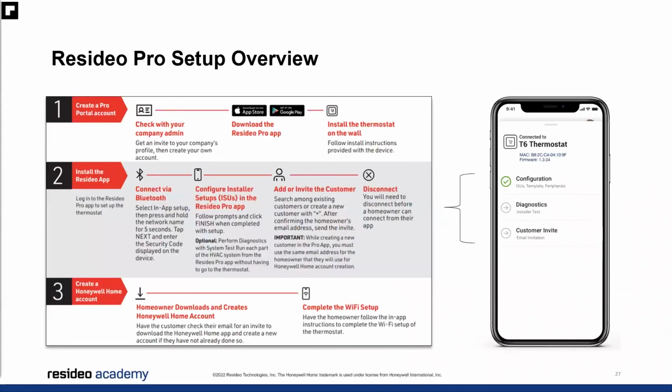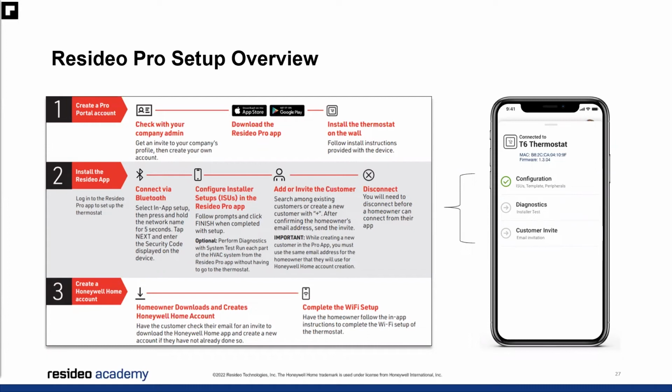Just kind of an overview of how this works here. So we have the Pro setup. Again, the admin will create the account, invite the technicians and installers. Those installers will have the app already on their mobile device. Once they get to the job site, we'll log in, connect to the thermostat via Bluetooth. It will allow us to configure the device and select the ISUs. It will allow us to test and view diagnostics. And lastly, we'll send the customer invite and then disconnect.